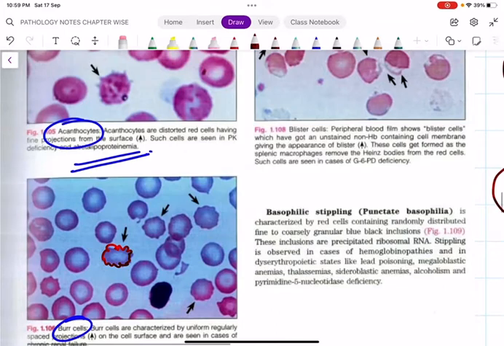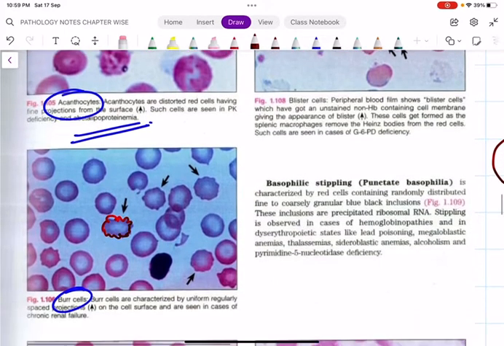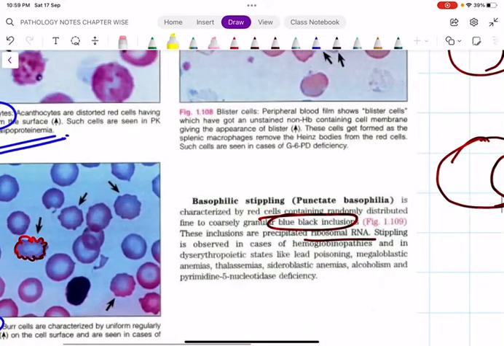Yes. Next is what we call as basophilic stippling. Basophilic stippling is nothing else but the red cells will have some blue-black inclusions. Okay, these inclusions are nothing else but ribosomal RNA. They will ask this question in basophilic stippling: what are those blue-black inclusions? They are nothing else but precipitated ribosomal RNA. It is mainly seen in lead poisoning, megaloblastic anemia, thalassemia, sideroblastic anemia, alcoholism, pyrimidine 5 nucleotidase deficiency.